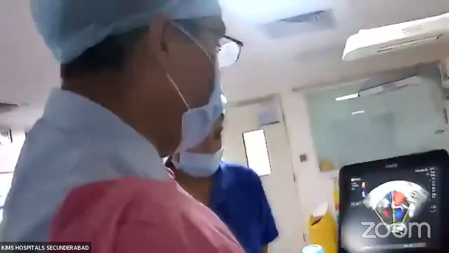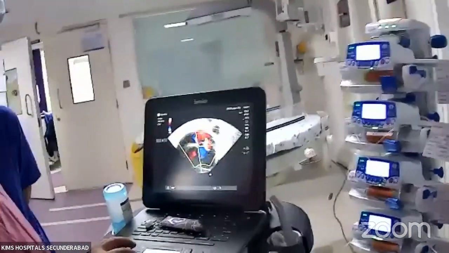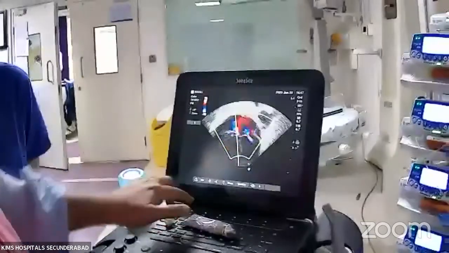Now again, we put a Doppler. See, Doppler, this is a sample volume. Wherever that flow is coming, you have to put it at that point, so you will get a better picture. So what if I put PW? I'll show you.